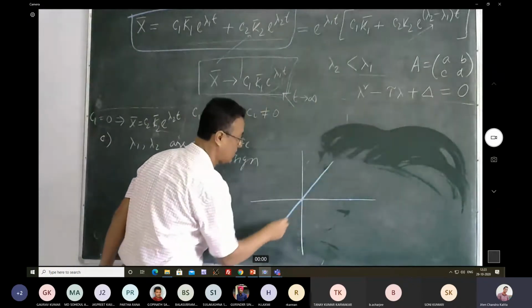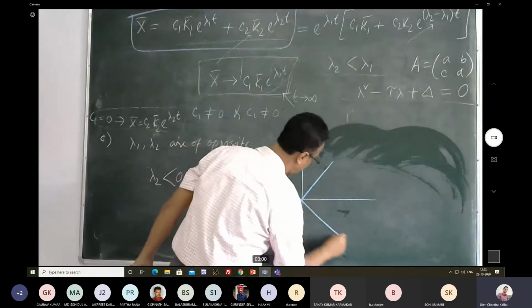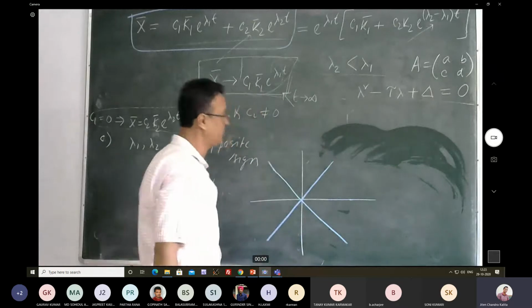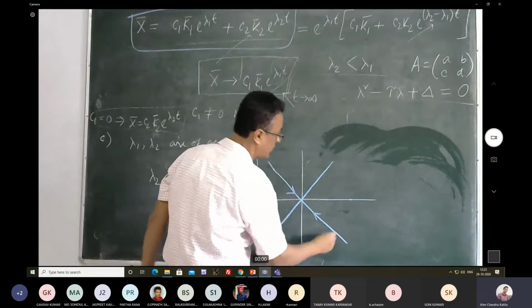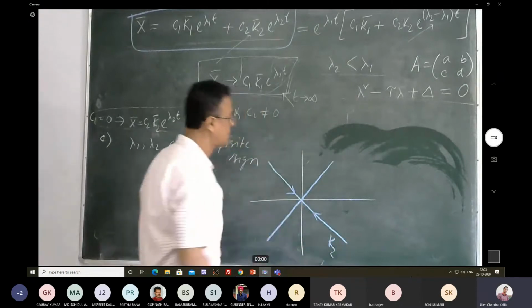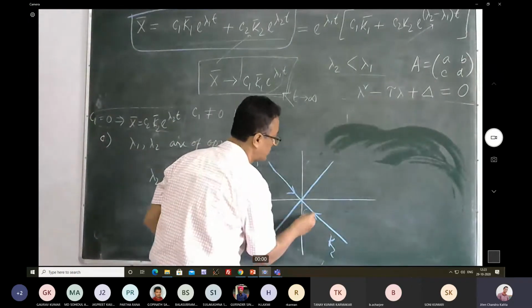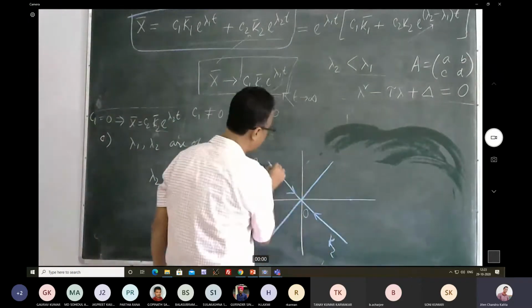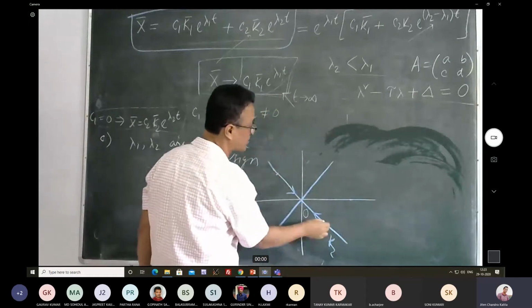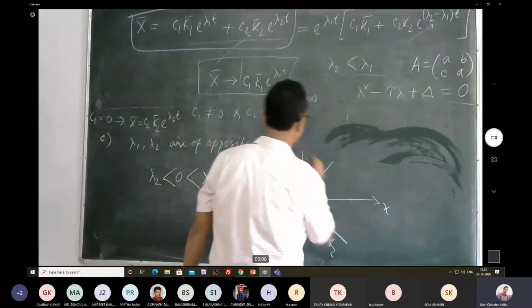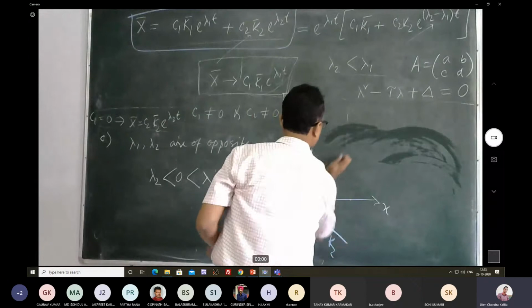So then suppose this is my K1 and suppose my K2 is something like this. Okay. So for K2, what is going to happen? They are going to converge towards the origin. All the trajectories are going to converge towards the origin. If you take any point here as the initial point, then as t tends to infinity, it is going to converge to 0. And this is x, this is y.